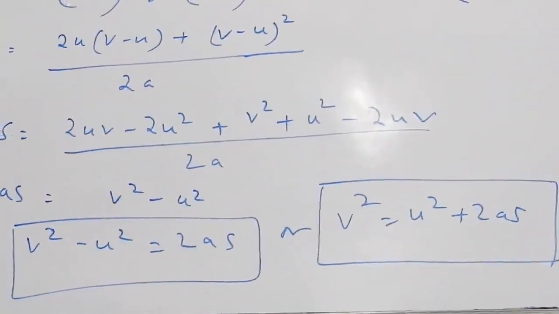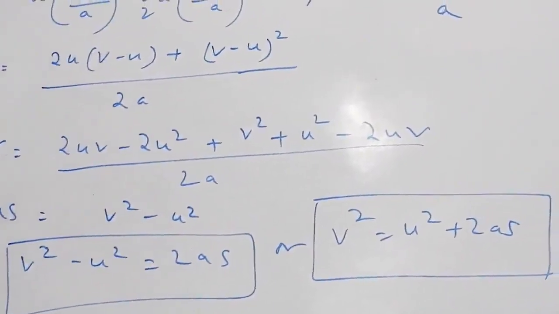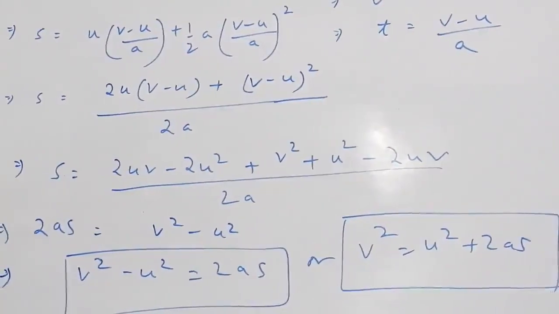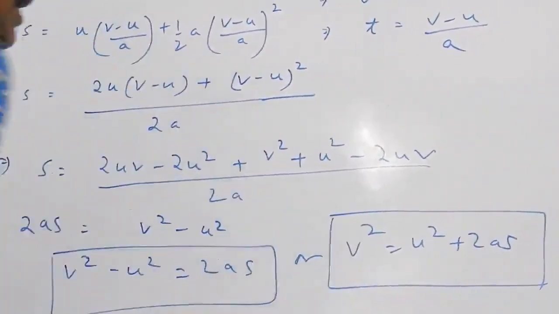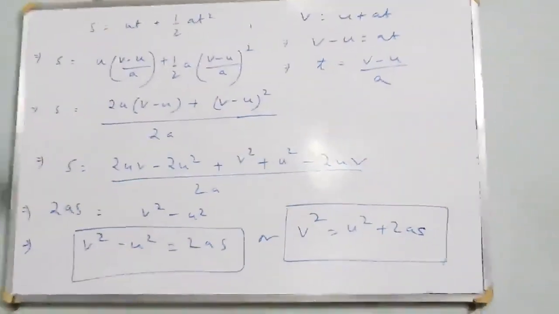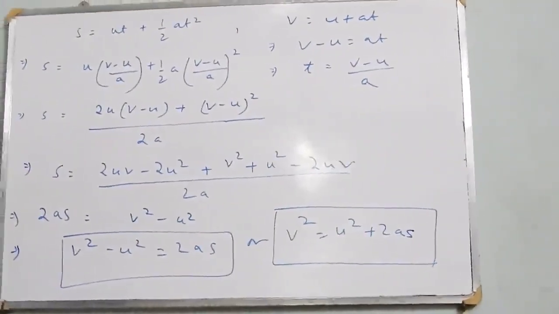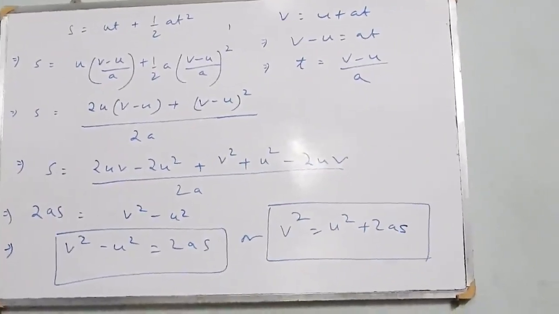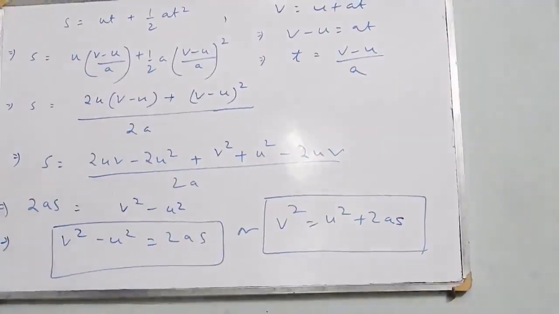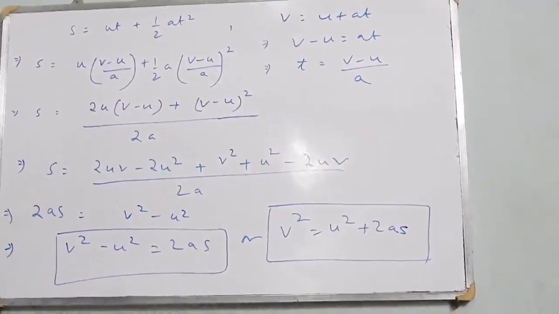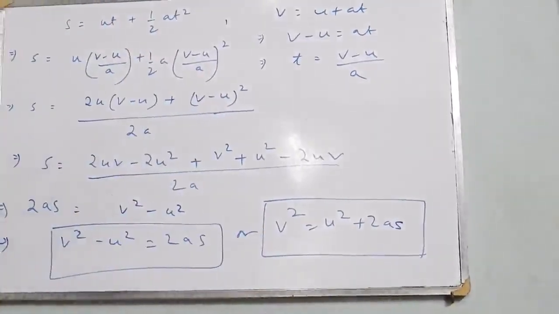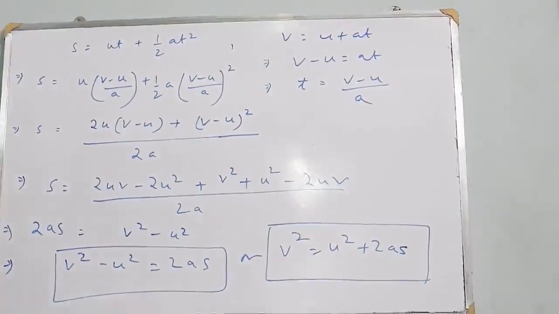Again, for motion under gravity, if an object is falling from some specific height h with initial velocity u, a will be replaced by g and s will be replaced by h. And if an object is thrown with some velocity u and it reaches some height h, then the equation will be v square equal to u square minus 2gh. So for motion under gravity, it's quite simple. We have to replace a with g and take positive or negative sign for accelerated or retarded motion.